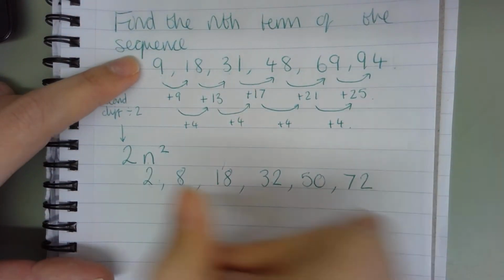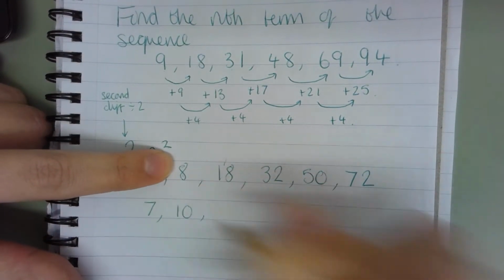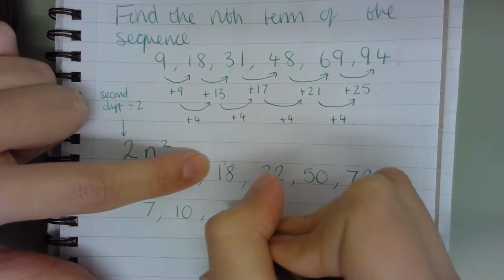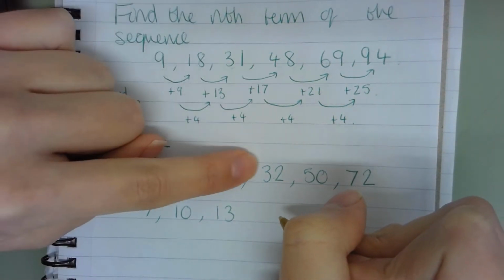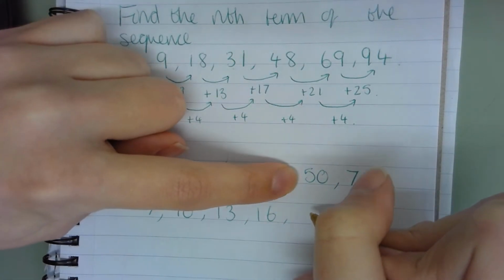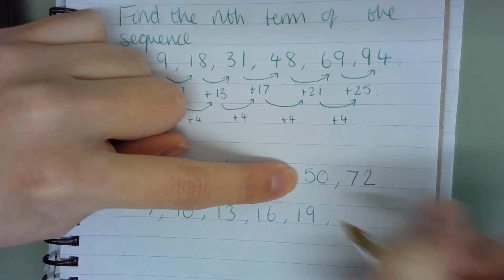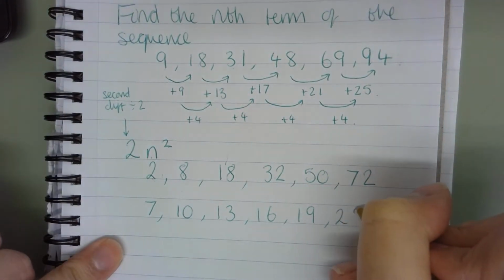So 9 take away 2 is 7. 18 take away 8 is 10. 31 take away 18 is 13. 48 take away 32 is 16. 69 take away 50 is 19. And 94 take away 72 is 22.